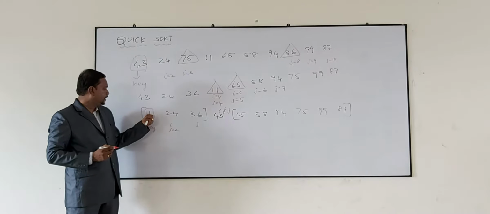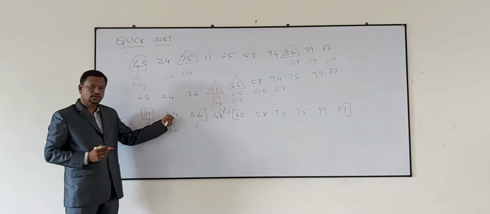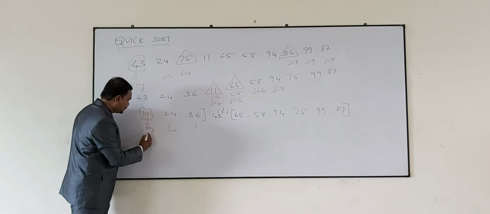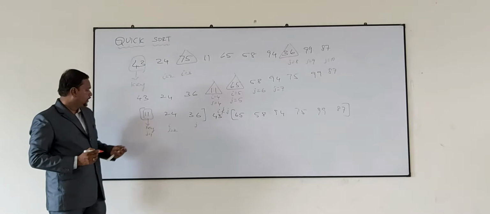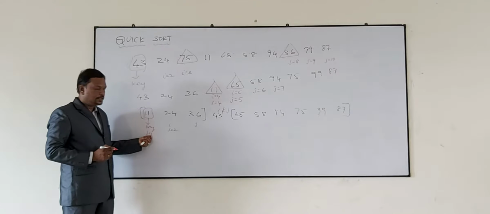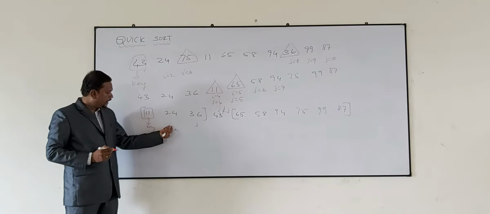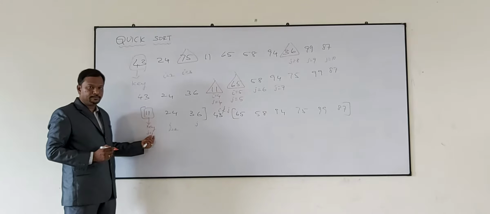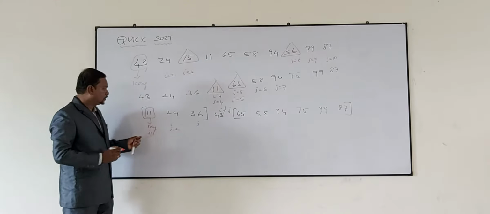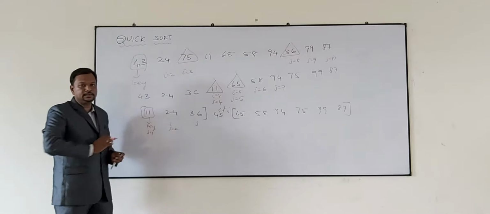So again compare 11 and 24. 24 is also the biggest number. The jth position goes to 1. Now the key element and the jth position are the same. At the same time, I and j are also compared. So I is greater than j. So all the elements are arranged in the same manner.